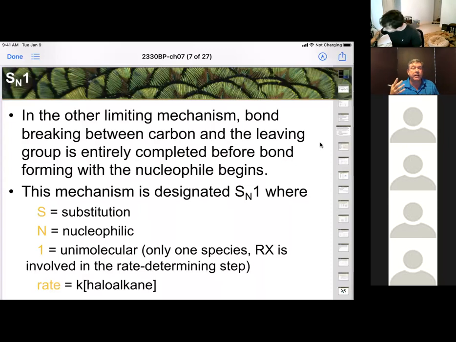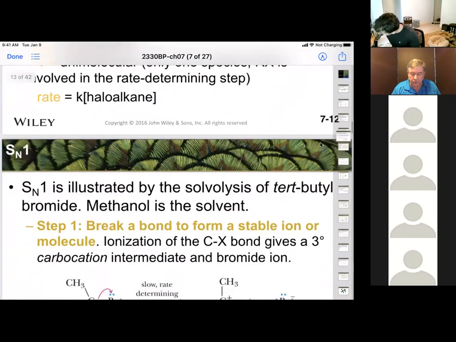We only care about that one molecule breaking apart. Remember, that was one of those five things that can happen in a mechanism: we can break a bond to form a reactive intermediate. And that's what we do in the Sn1 reaction. It's unimolecular. It only depends on that alkyl halide breaking that bond first and becoming a reactive species. Okay, so what does that look like?